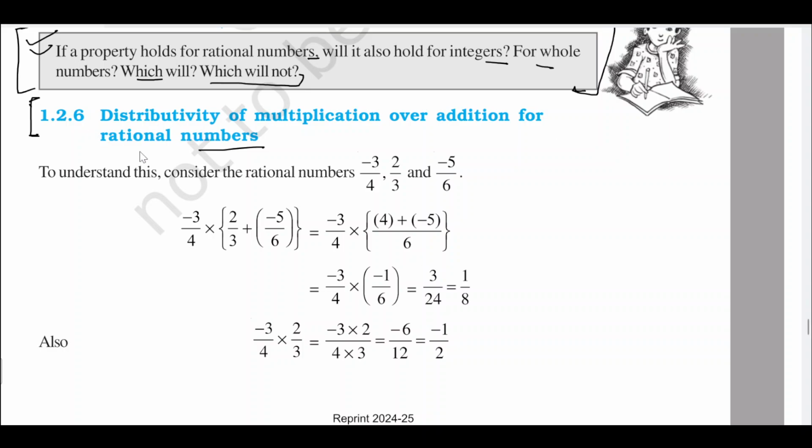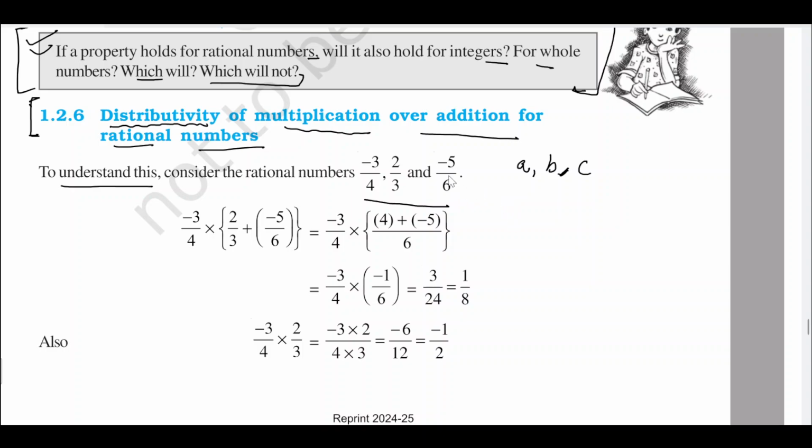Then, as the name suggests, distributivity of multiplication over addition for rational numbers. Okay, so to understand this, consider rational numbers. We have taken three rational numbers, suppose A, B, and C. Here A is minus 3 by 4, B is 2 by 3, and C is minus 5 by 6.